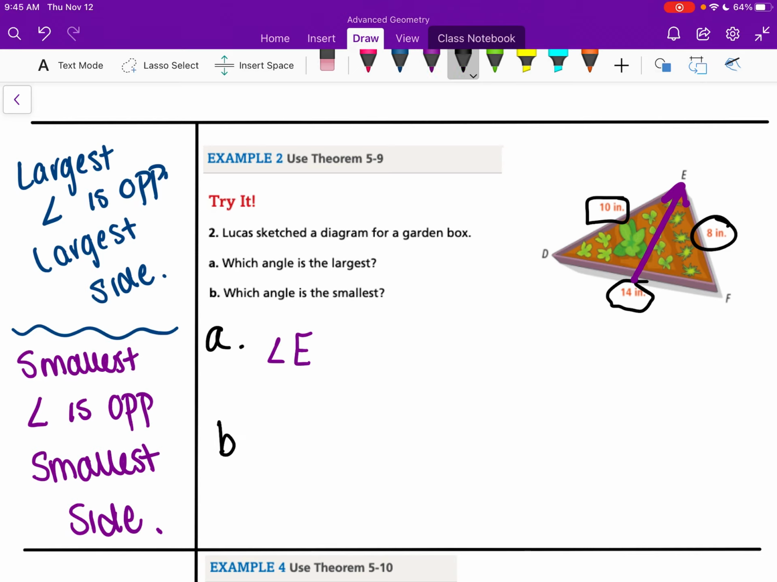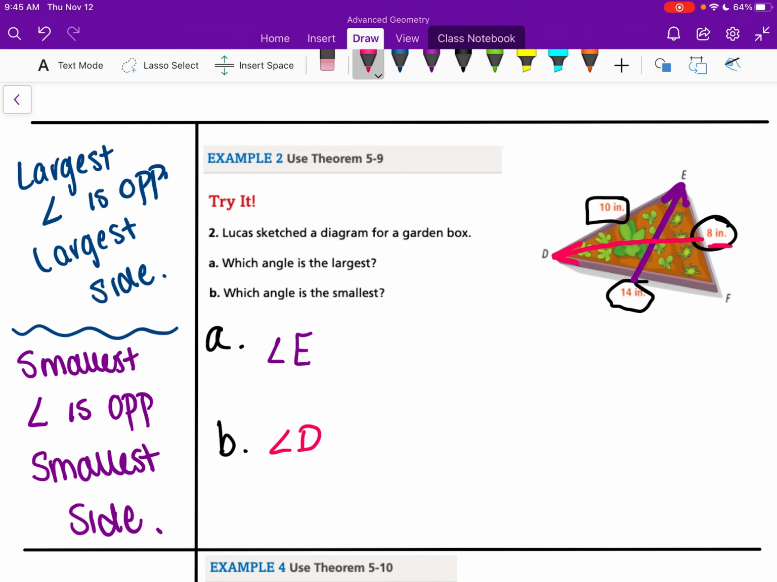Okay, to do part B. Part B. Which angle is the smallest? Well, the smallest angle is across from the smallest side. So our smallest side is this 8 inches. The angle across from that is angle D. That's just to practice us figuring out what those theorems meant.